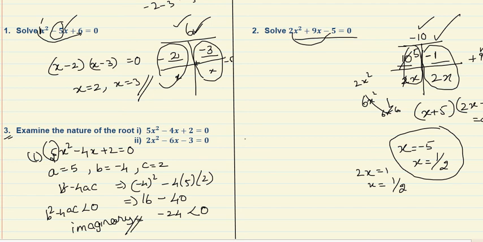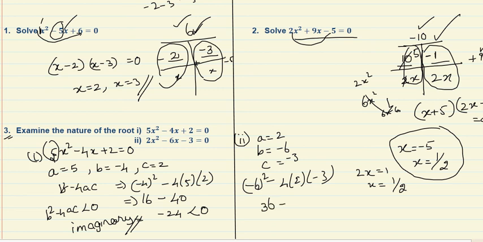You can also do the second problem on your own. In the second problem, a is equal to 2, b is equal to minus 6, c is equal to minus 3. What is b square? Minus 6 the whole square, minus 4ac, 4 into 2 into minus 3. Here 36 minus 4 into 2, 8 into minus 3, it will become plus 24, which will be equal to 60, which is greater than 0. b square minus 4ac is greater than 0. As we saw in the last one, greater than 0 means real and unequal.